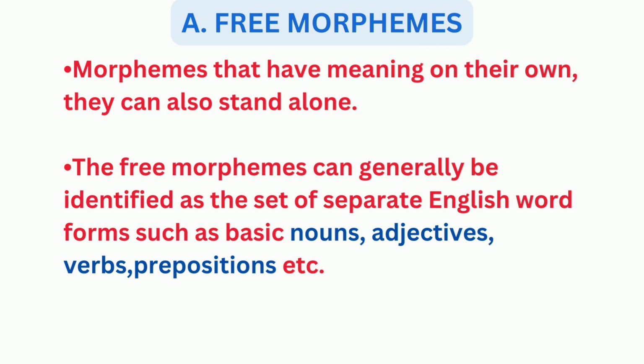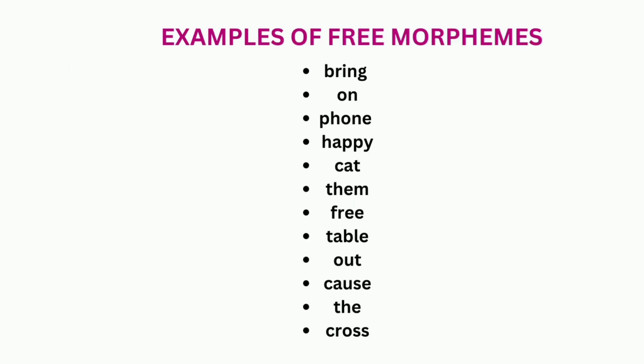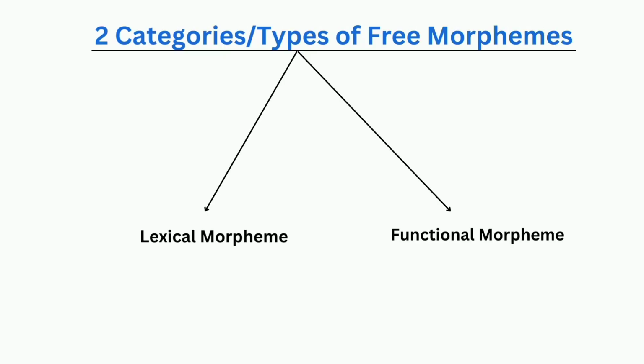The free morphemes can generally be identified as a set of separate English word forms such as nouns, adjectives, verbs, prepositions, articles, and so on. Let's see some examples: bring, on, phone, cat, them, free, table, out, the, over, cause, cross. All these words are free morphemes and they can exist alone. They don't need any prefix to give complete meaning.